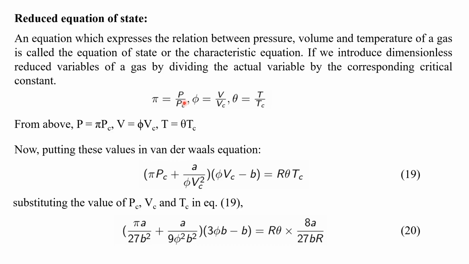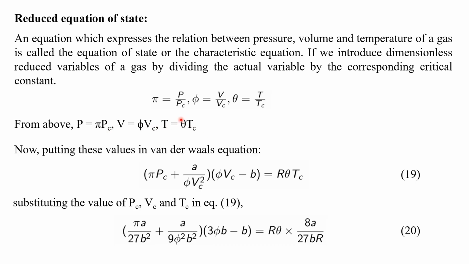Pressure, if we divide it by critical pressure Pc, we get reduced pressure pi. Similarly, volume V, if we divide it by critical volume, we get reduced volume phi. And temperature, if we divide it by critical temperature, we get reduced temperature theta. From there we get P is pi times Pc, V is phi times Vc and T is theta times Tc.